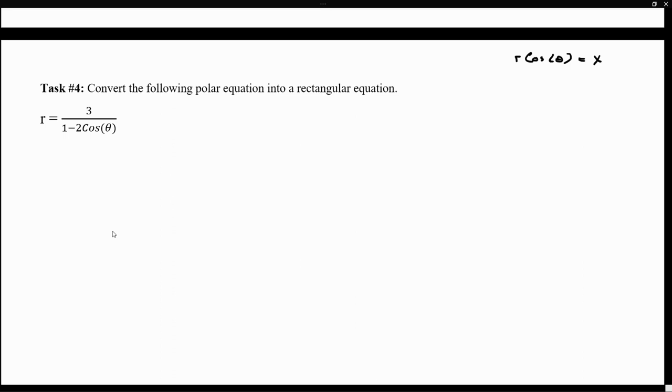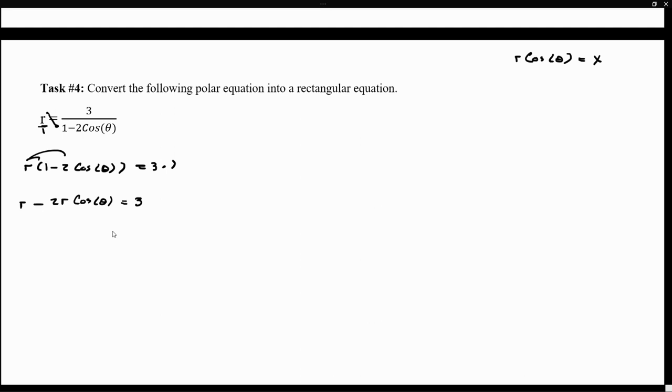So how can we go about this? Well, we cannot just multiply r on the bottom. But what I can do is notice that here we have a fraction equal to another fraction. So therefore, I can cross multiply now. And if I cross multiply, I'm going to have r times 1 minus 2 cosine equals 3 times 1. And if I distribute this r, now that becomes r minus 2r cosine of theta equals 3.